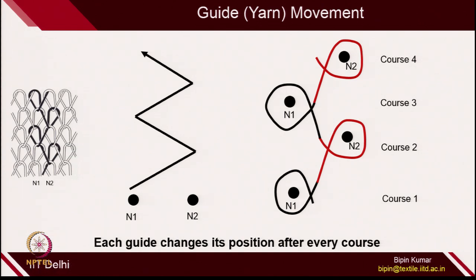This is true for each guide, and there are almost 1000 guides on the bar. All guides will be doing exactly the same function. So, if you understand the movement of one guide, you are eventually understanding the movement of all the yarns in the fabric structure. To express these fabric structures, you do not need to draw all this complicated diagram, you can simply follow the path of one guide.